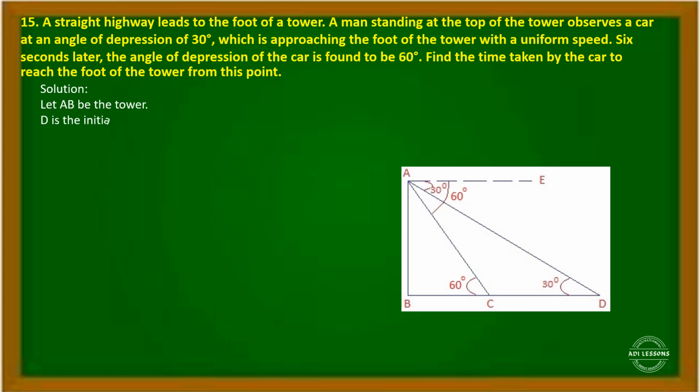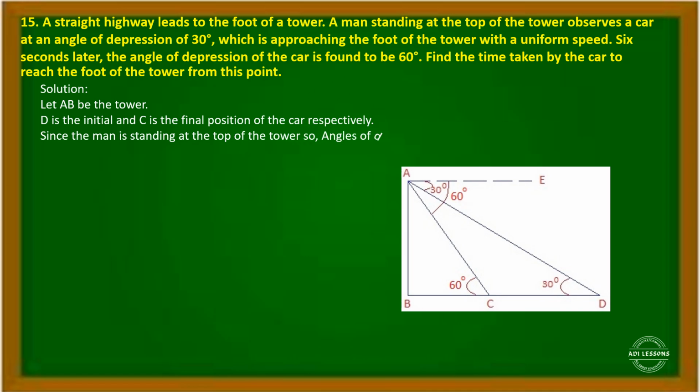Let AB be the tower. D is the initial point and C is the final position of the car respectively. Since the man is standing on the top of the tower, angles of depression are measured from A. BC is the distance from the foot of the tower to the car.